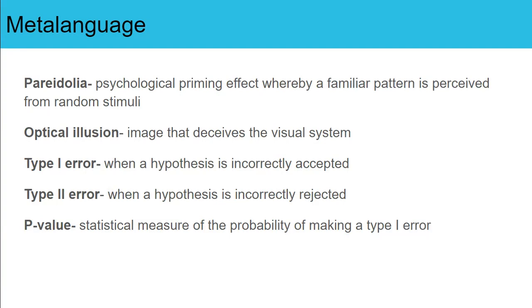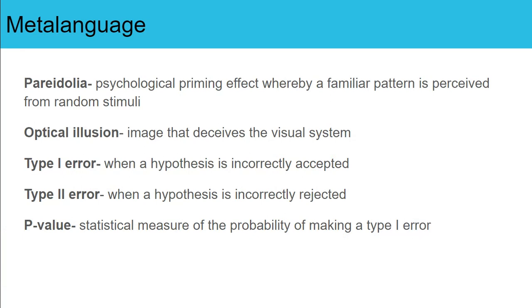So some metalanguage here for us, and you may want to pause to write these down. Pareidolia is what we looked at in the last lesson, and it's a psychological priming effect whereby a familiar pattern is perceived from random stimuli. An optical illusion is an image that deceives the visual system, and it's not a pattern that everybody might see.